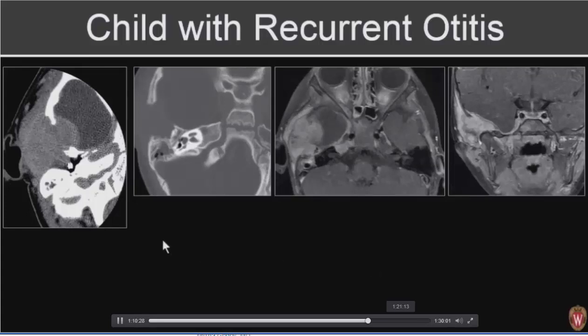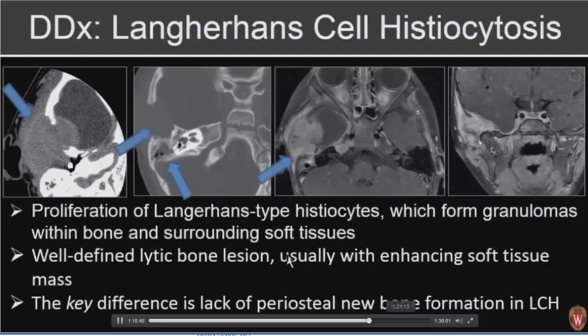This is another child who came in with recurrent otitis, and so although this lesion doesn't specifically involve the posterior skull base, I think that it illustrates a point that this lesion on CT is lytic, so not like the appearance that we have in our index case, but we can see that we have some fluid or soft tissue within the middle ear cavity and this large soft tissue component.